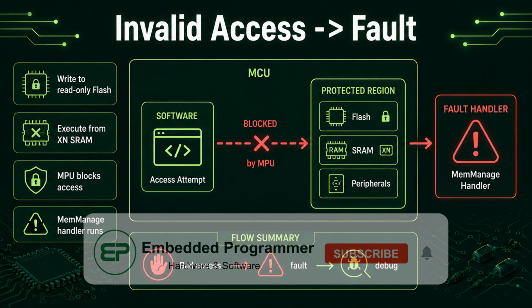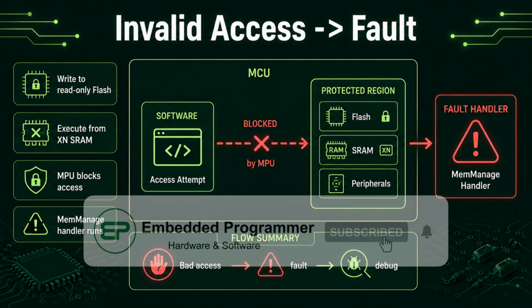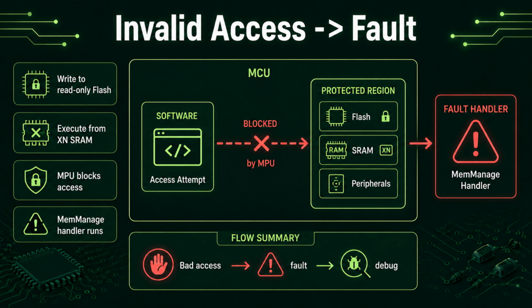When software attempts an operation that violates an MPU rule, the processor blocks the access. For example, writing to a read-only flash region is illegal. Executing instructions from an SRAM region marked Execute Never is also illegal. Accessing a privileged-only peripheral from an unprivileged task can produce the same result.